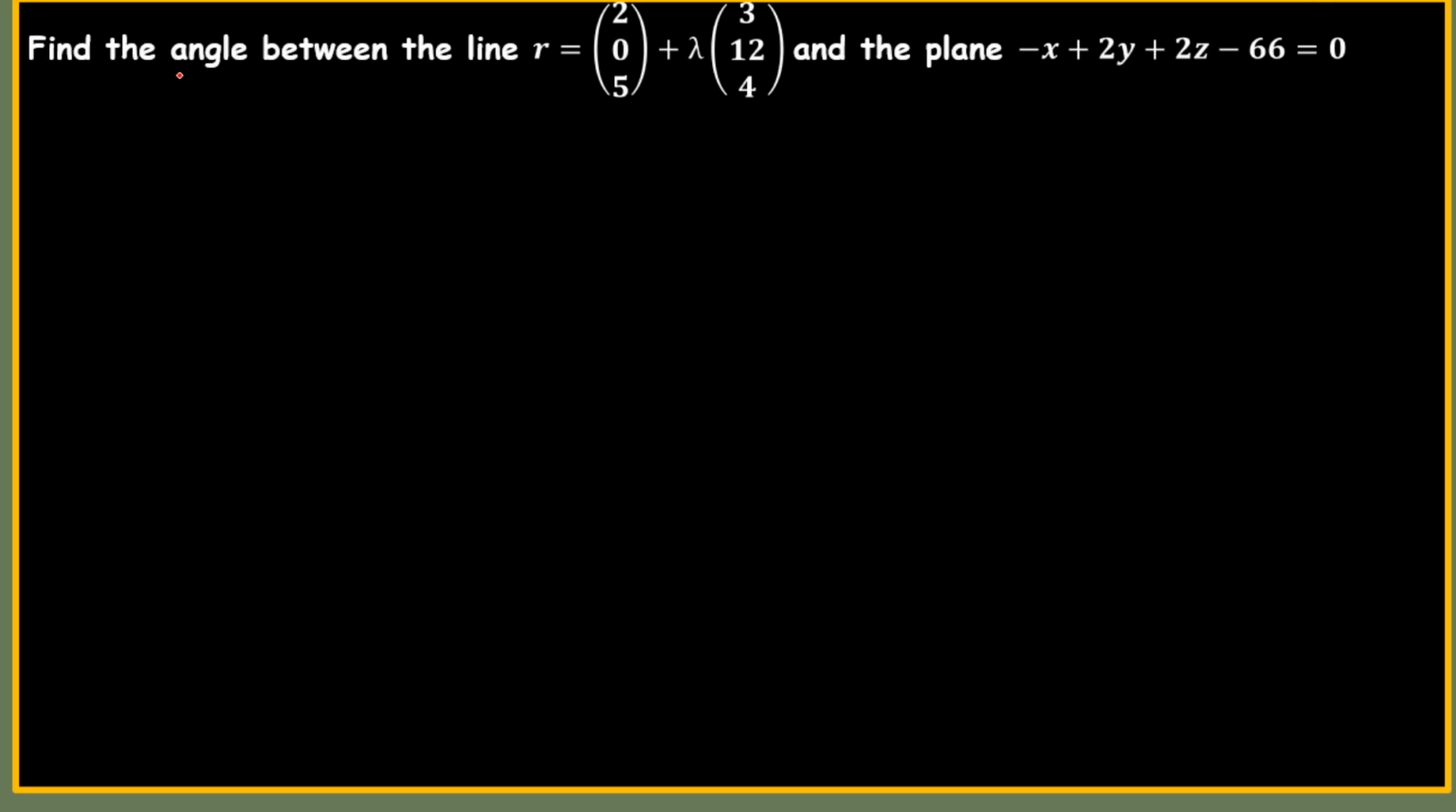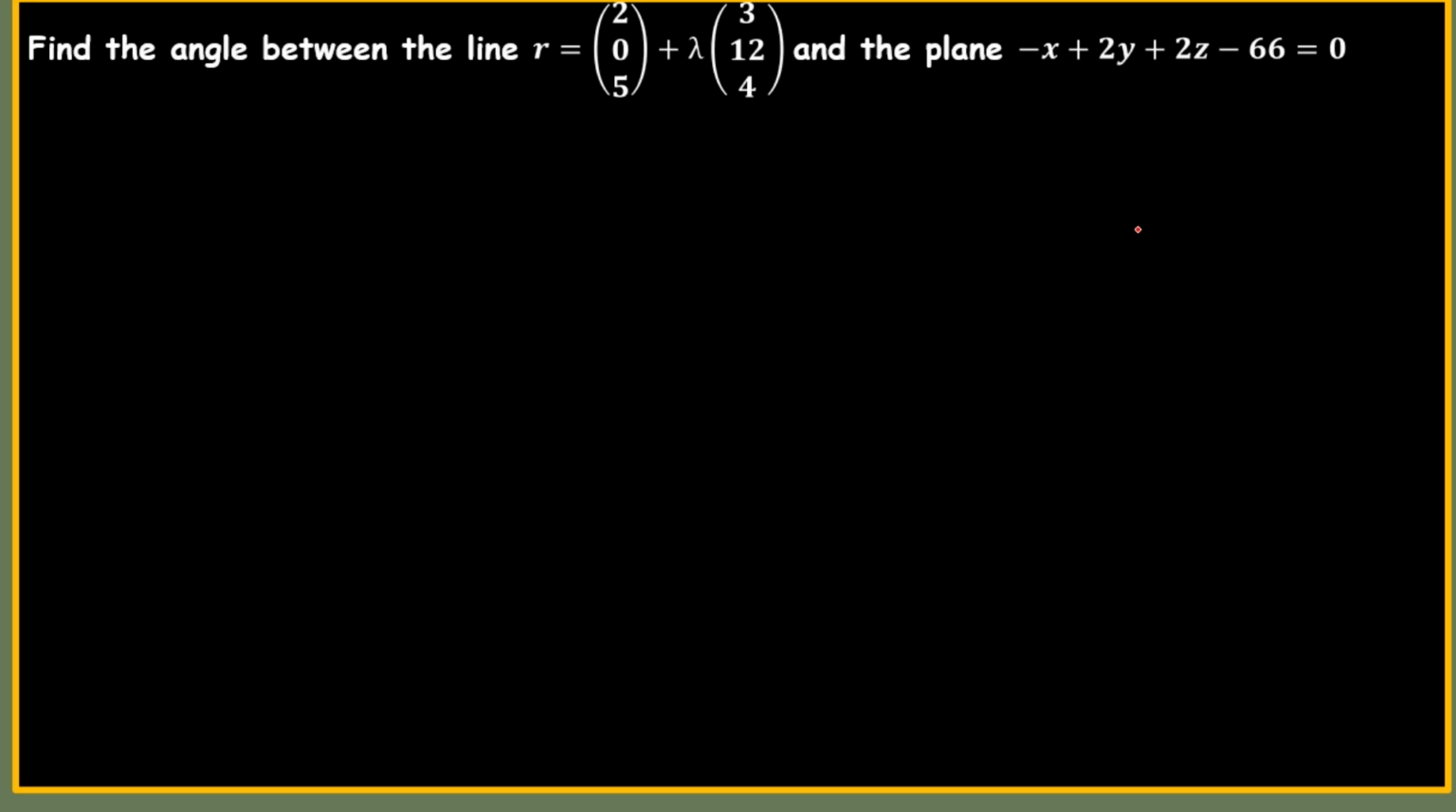Find the angle between the line r equals (2, 0, 5) plus lambda (3, 12, 4) and the plane negative x plus 2y plus 2z minus 6 equals 0.